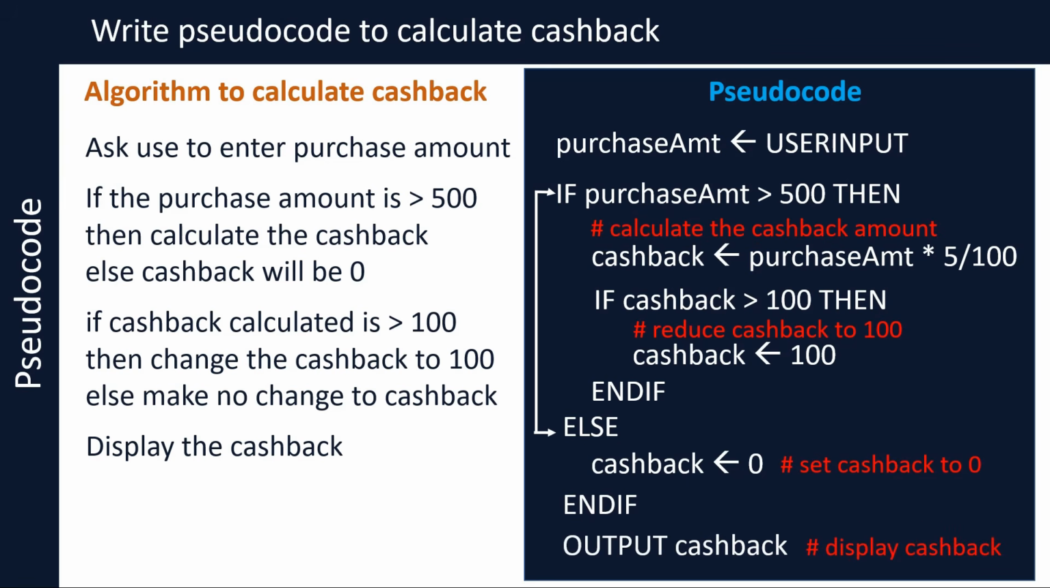It is the value stored in the variable that will be displayed here, rather than the variable name. You can see we have used indentation here again to make our pseudocode more readable. I hope you will now be able to write pseudocode for simple algorithms.